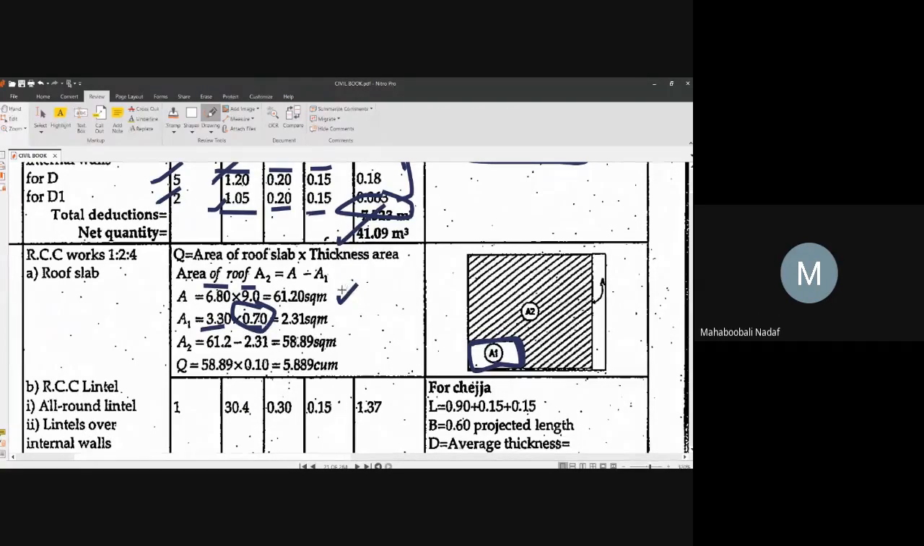So in that total, if you deduct this one, you will get the total square meter. Total square meter multiplied by 0.1 assumption. If it is given in the diagram, well and good. If it is not given, assume 100 mm thick concrete, 120 mm thick concrete, whatever you assume, you get this quantity.